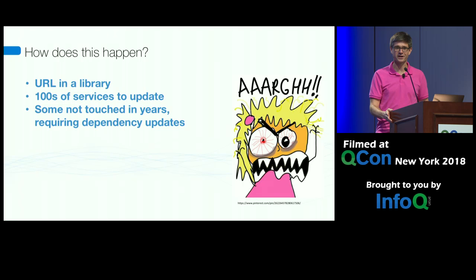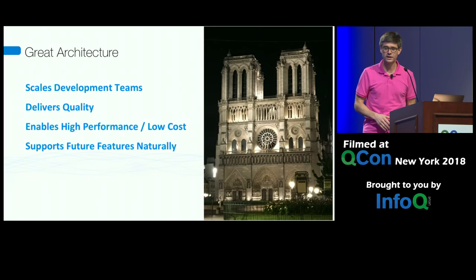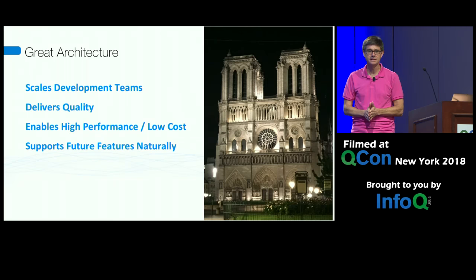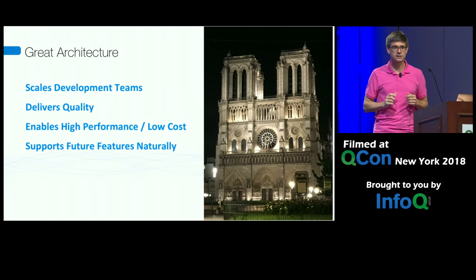And incredibly frustrating, right? I mean, super, super frustrating when a simple task ends up being complicated or time-consuming in practice. And this is where I think great architecture can really help us. And when we talk about great architecture, I think what we're really after is a few key features. One is this idea that we can scale development teams, deliver higher quality software, enable ourselves to have a choice.